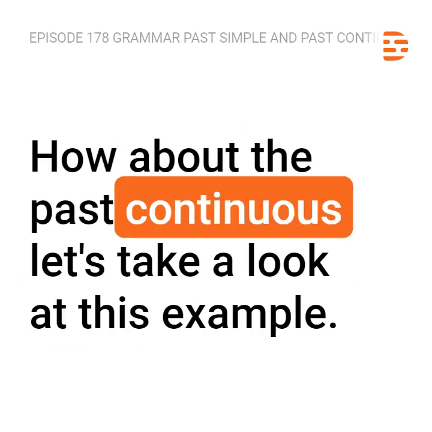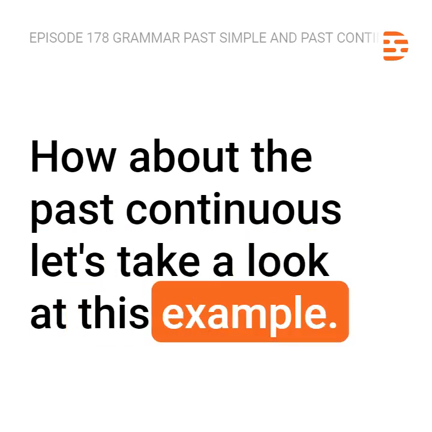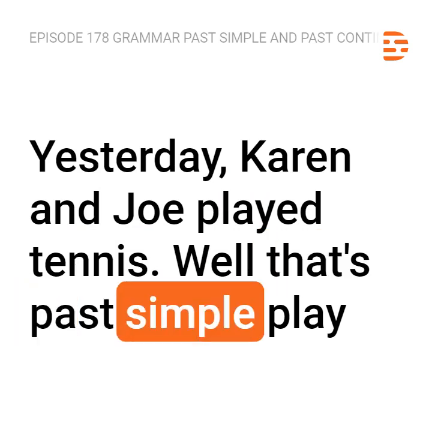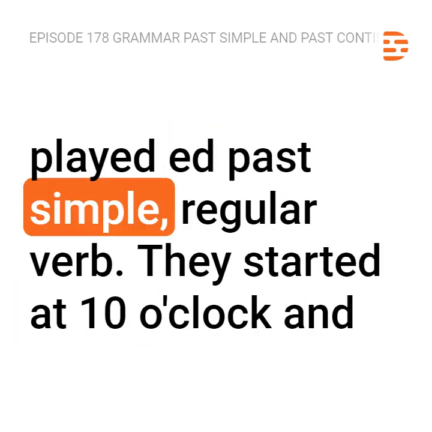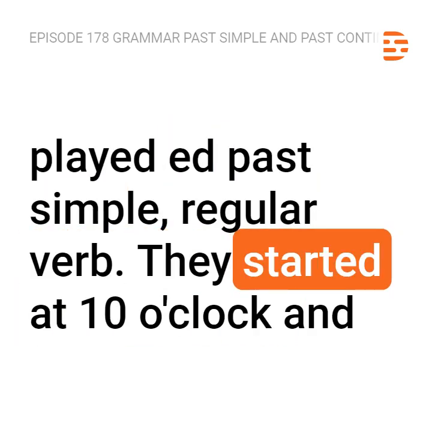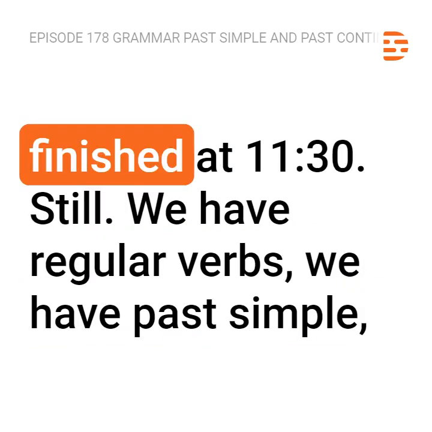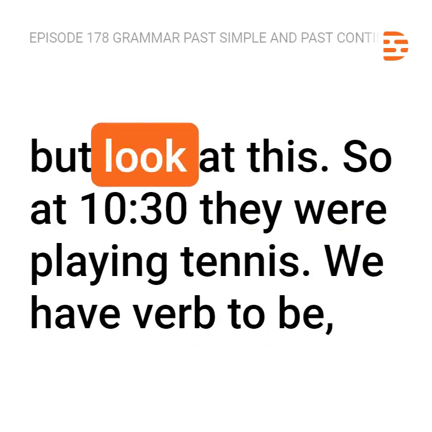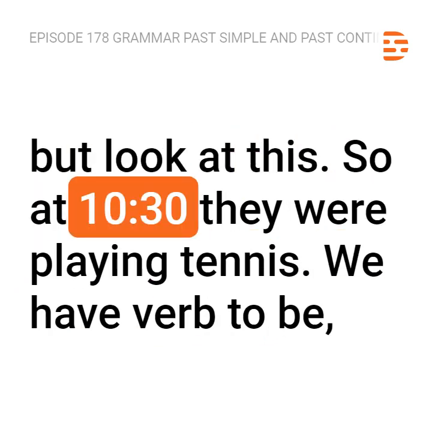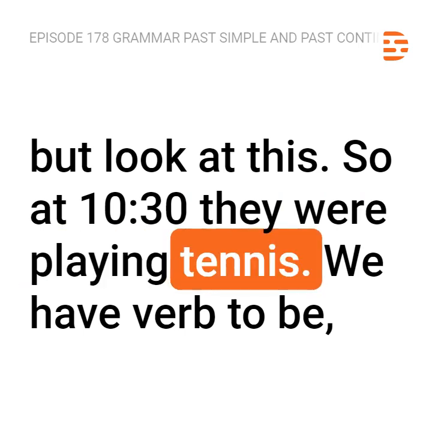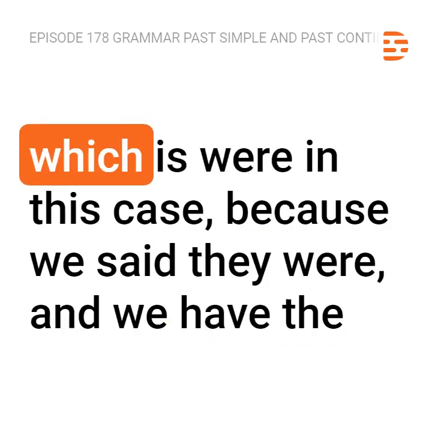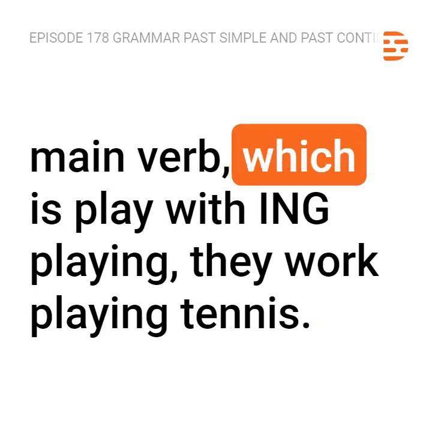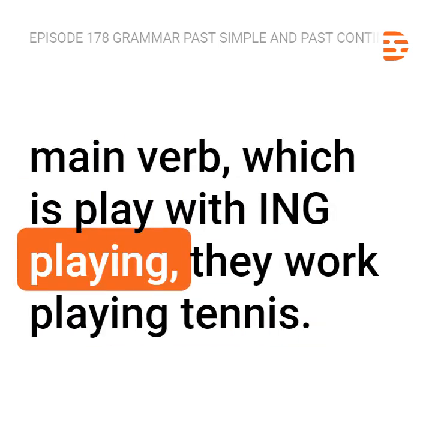How about the past continuous? Let's take a look at this example. Yesterday, Karen and Joe played tennis. Well, that's past simple. Play, played. Ed, past simple. Regular verb. They started at 10 o'clock and finished at 11:30. Still, we have regular verbs, we have past simple. But look at this. So, at 10:30, they were playing tennis. We have verb to be, which is were in this case because we said they were. And we have the main verb, which is play with ing, playing.